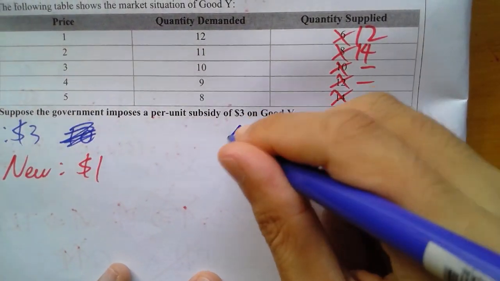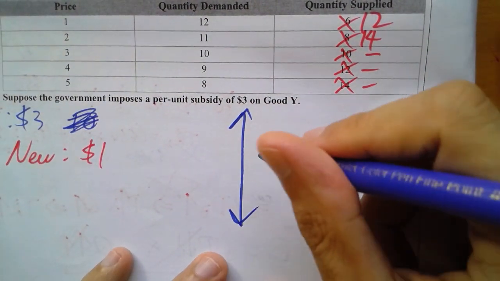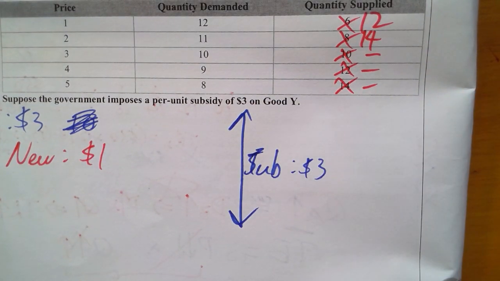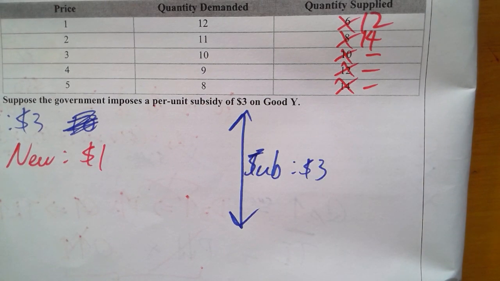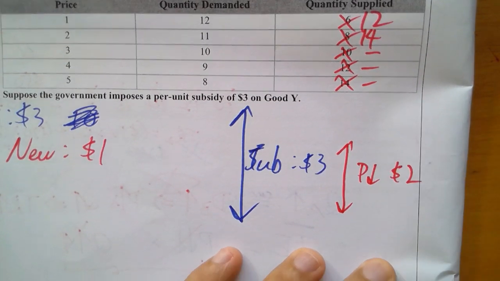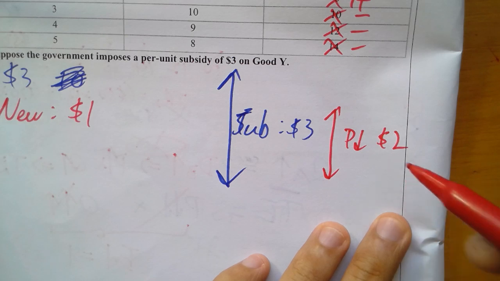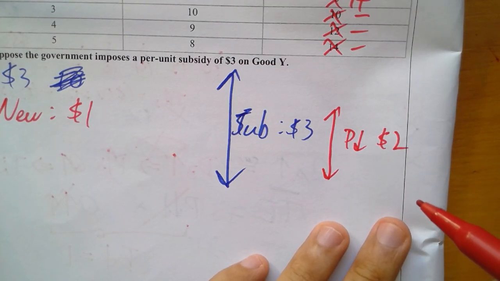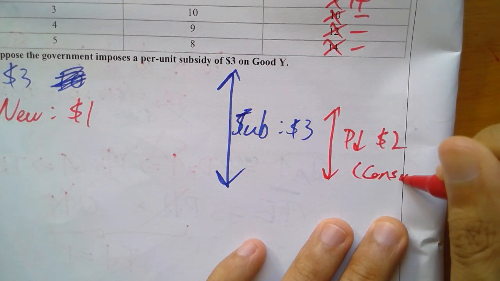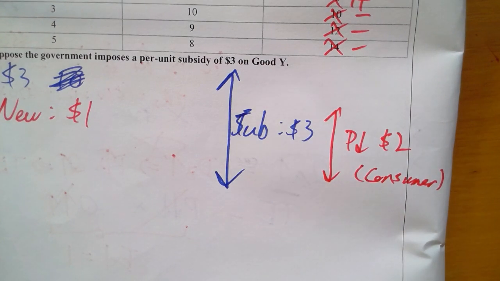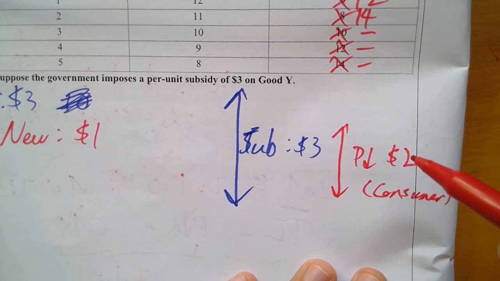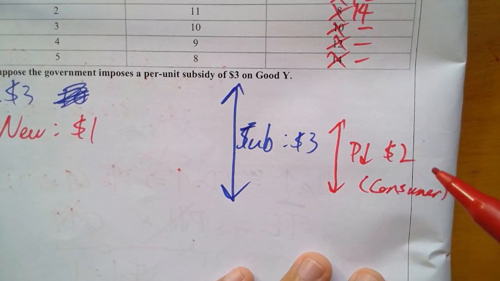And then let us draw something. Let's draw. Now, this is the subsidy per unit given by the government at $3. Right now, we see that there is a price drop of $2. Now, whenever price drops, who gets the benefit? Things are sold cheaper, who benefits? Of course, the consumer would get the benefit. This $2 per unit is the so-called consumer subsidy benefit per unit.